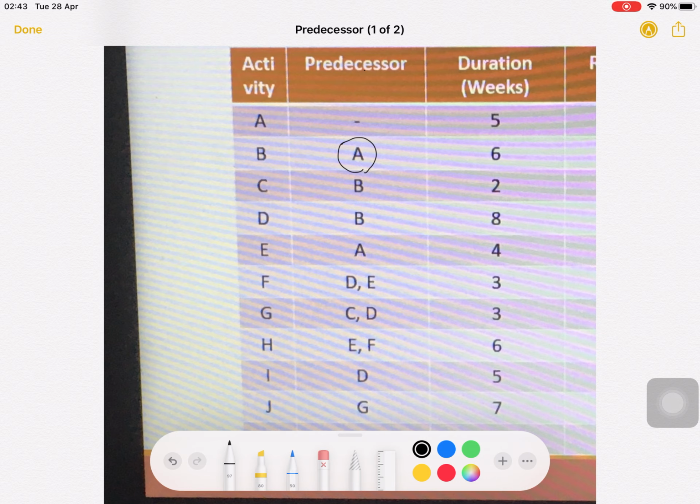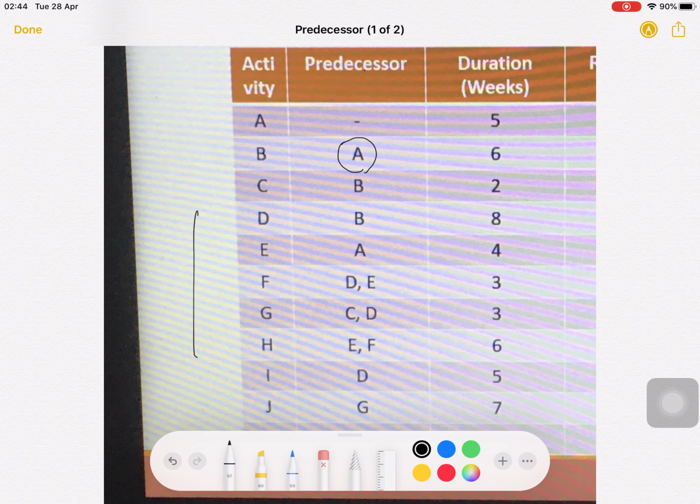If the predecessors are D and E for activity F, then before starting activity F, both D and E need to finish. Same for activity G, with C and D: before starting activity G, you need to finish C and D first. H is the next activity, so you have to finish E and F. And for activity I, you have to finish D.